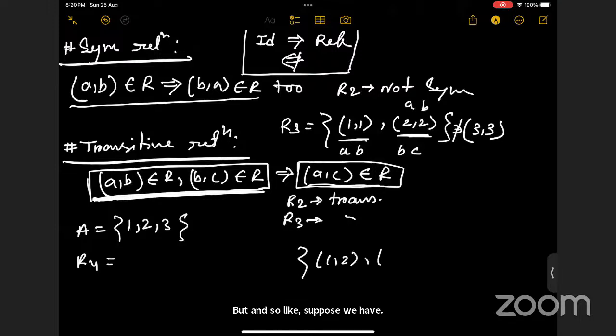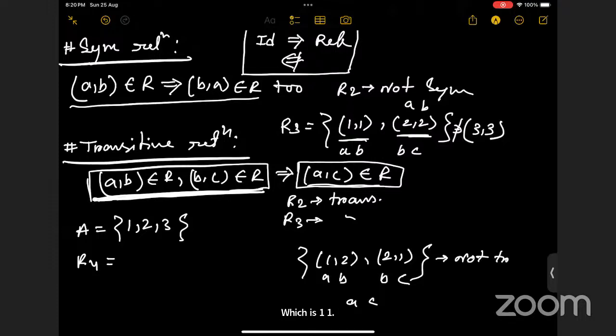1, 2 and 2, 1. In that case, we have AB, we have BC, but we don't have AC, which is 1, 1. So this is not transitive. Clear? Yes, ma'am. But here, in this case, R3, we don't have AB and BC, so you need not check for AC.